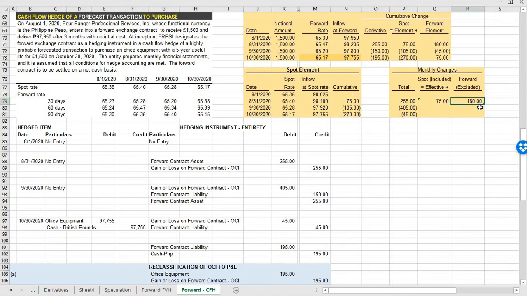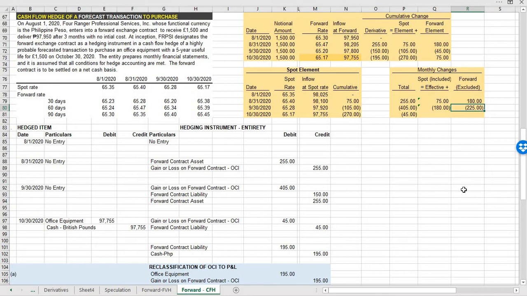Then, for September 30, ang change natin for the month of September related to the spot element is negative 180. At paano ito na-compute? So, na-compute yan as the difference between 75 and 105. So, na-compute yan as negative 105 minus 75. That is negative 180. And yung forward naman natin is negative 225. So, this is computed as negative 45 minus 180. Or, yung negative 225 can also be computed as negative 405 minus negative 180.